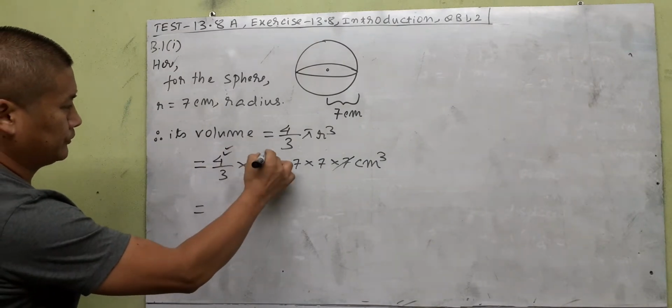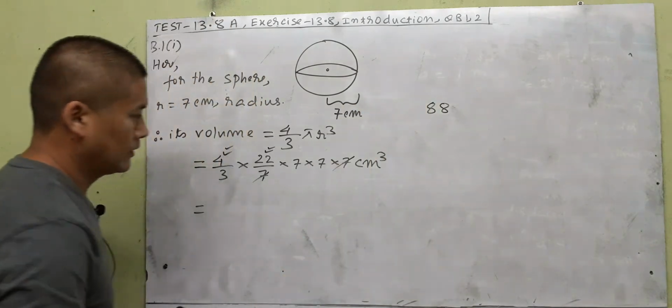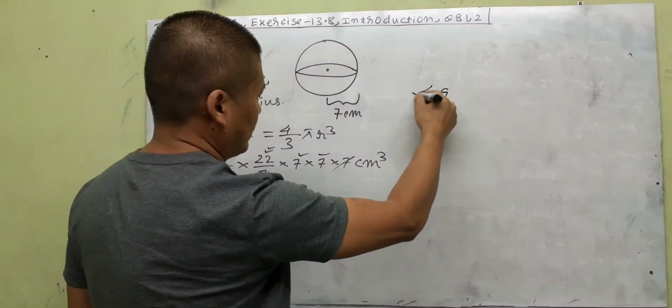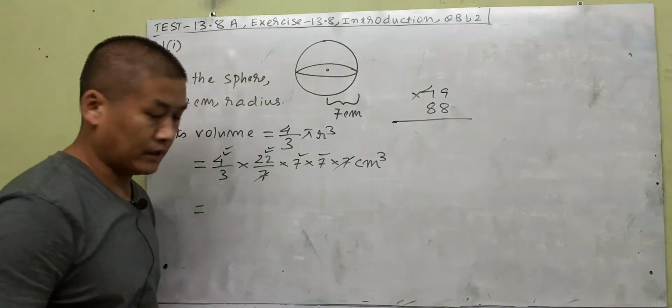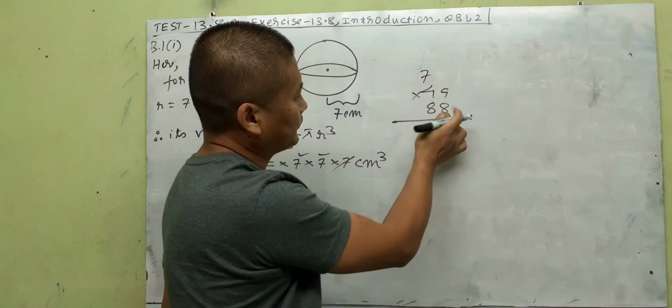This into 42, into 22 is 88, and 7 7s are 49. So when we multiply this, we'll get our numerator. So 8 9s are 72, 7 in hand.